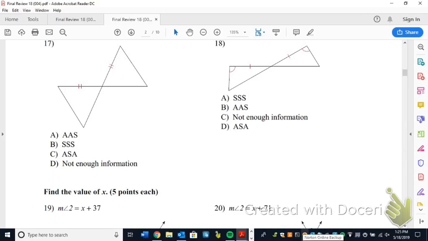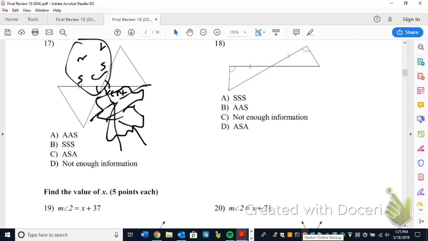Now notice that it says, so those are vertical angles. It says not enough information. It doesn't say not congruent. It just says not enough information because we don't.